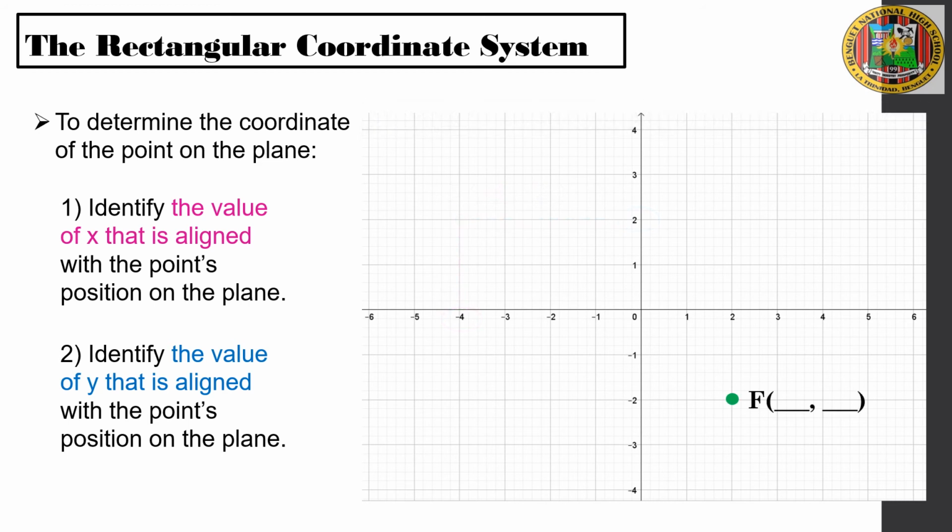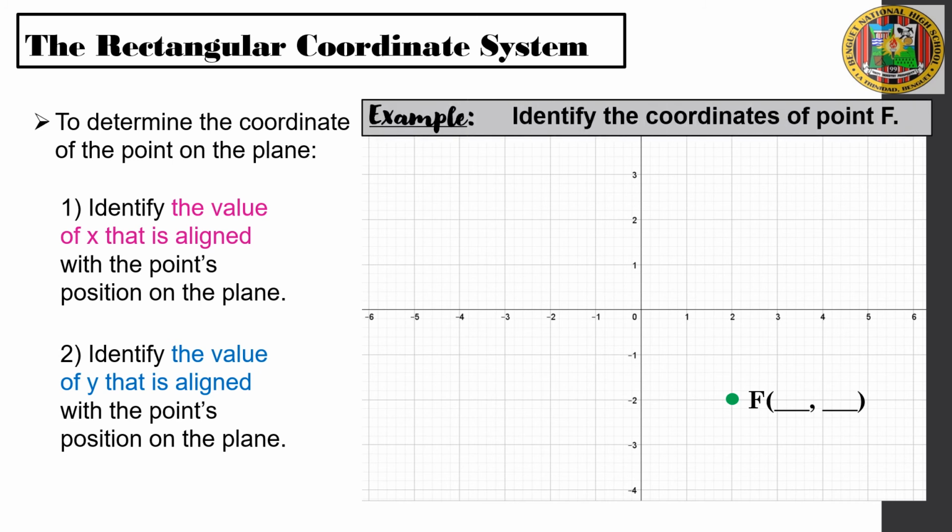Do you think you can identify the coordinates of point F? Let's see. What number on the x-axis is the point aligned to? That's right, it's +2. What number on the y-axis is the point aligned to? You're correct, it's -2. From those answers, we see that the coordinates of point F are +2, -2.